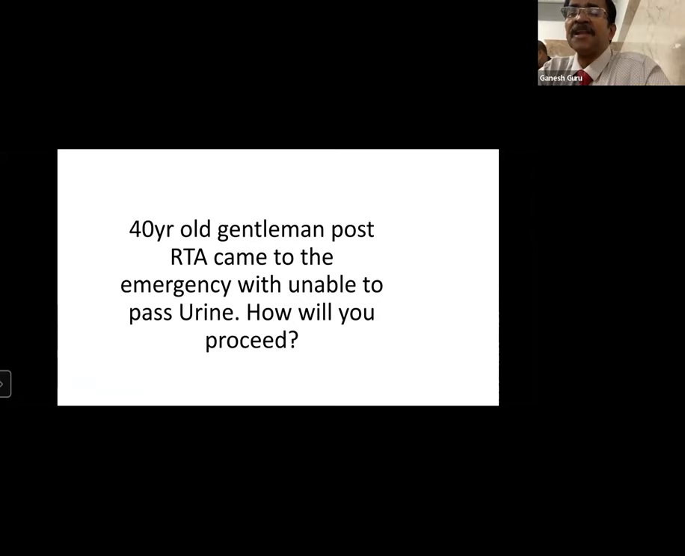Just read the scenario. A 40-year-old gentleman post-RTA came to the emergency unable to pass urine. How will you proceed? Dr. Sarkar: Devayan, you are a JR3. You are called in the emergency and you see the 40-year-old gentleman post-RTA. What are the specific histories you would like to take? What are the specific things you would like to examine first?